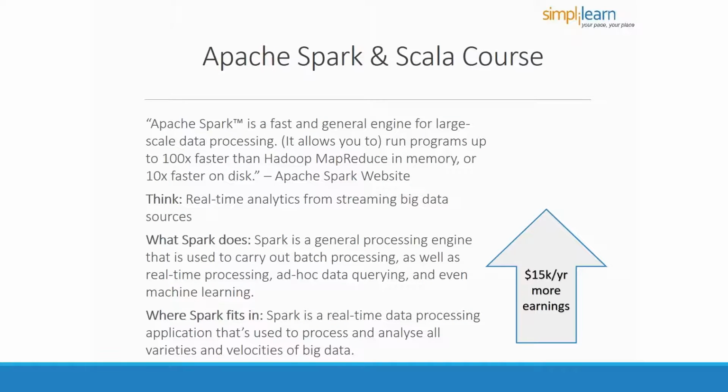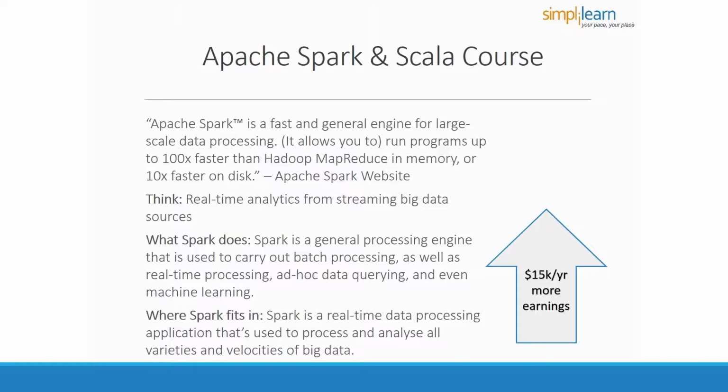According to the Apache Spark website, they've defined Spark as a fast and general engine for large-scale data processing. It allows you to run programs up to 100 times faster than MapReduce in memory or 10 times faster on disk. So when I think of Spark, I think of real-time analytics from streaming big data sources, because that's one thing you can do with Apache Spark. And as a data scientist, that's the most interesting purpose for Spark, in my opinion.